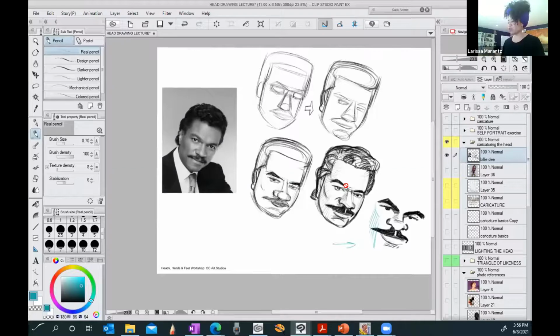Williams. So all I'd have to do is figure out how to abstract the eyebrows, the shape of the nose, the mustache, the depth of the eyebrows, and the lips. And I will have a shorthand version of Billy D. Williams, but you can't get there until you understand what they look like.